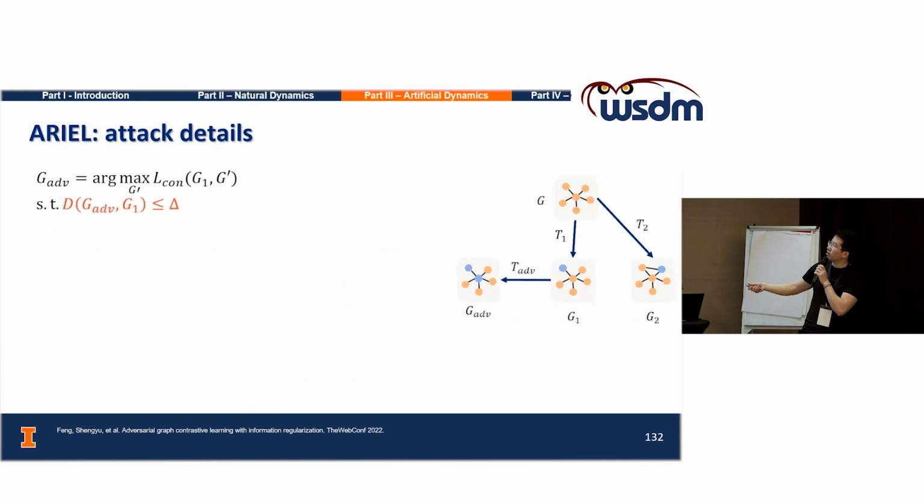The question is, how can we do this attack? There are a lot of graph attack works. The one we use in this paper is the projected gradient descent attack. The goal is to maximize the contrastive loss between the view G1 and the attacked view G adversarial. We also have a constraint to limit the distance between G1 and G adversarial, because we do not want the attacked view to be too far away from the given graph.